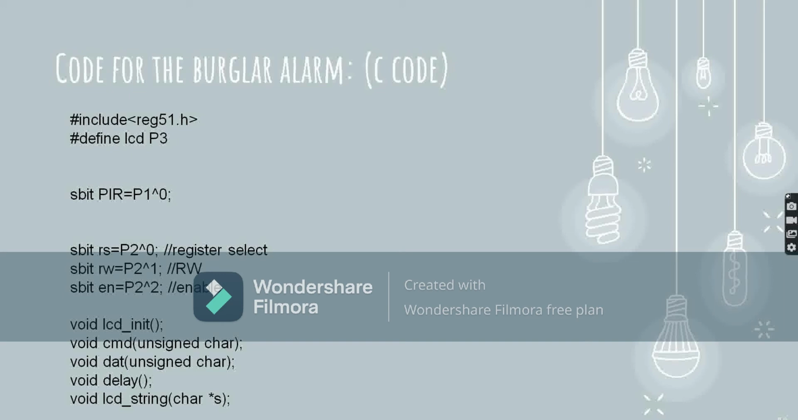And then we have void LCD initialization, that is INIT, and then void command is being displayed as unsigned character, and void DAT is being displayed as unsigned character. In order to have the delay in the LCD display, we have void delay and we have void string, where the input string will be given.